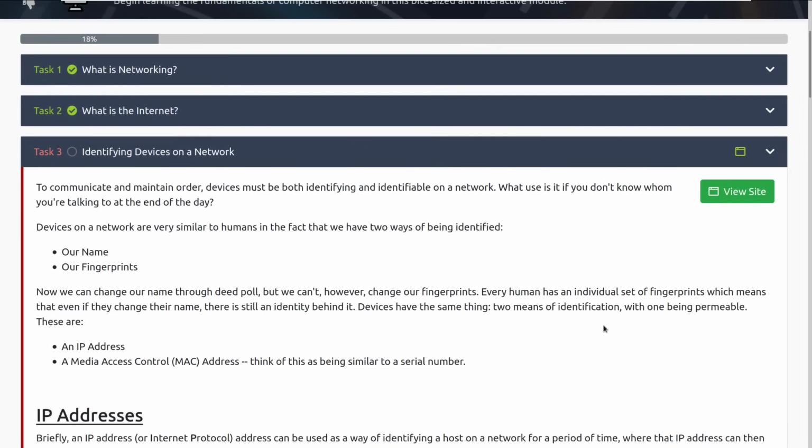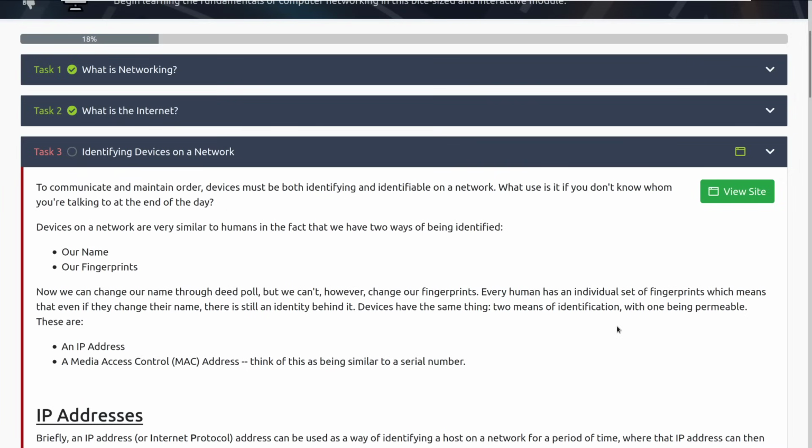To communicate and maintain order, devices must be both identifying and identifiable on a network. What use is it if you don't know whom you're talking to at the end of the day? If you're just yelling into the void and the void starts talking back, that's a little strange.